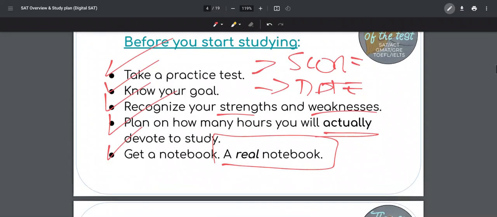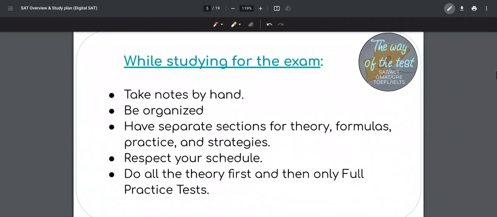Now, while you're studying, since you already have a real physical notebook, you want to take notes by hand. Again, you do not print the stuff, you actually copy it down by hand in your notebook. You also want to be organized. This means that you want to separate your notebook. If you only have one notebook, you want to separate it into reading, writing, and math. You can also have one separate notebook for each of these. And then in each section, you want to separate each section.